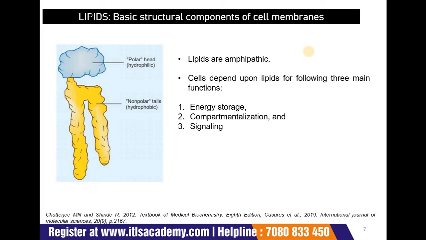Now, if we talk about lipids in detail, they are known as the basic structural components of cell membranes. They are amphipathic because if you look at the structure, it has a head and tail structure. The head is polar and hydrophilic in nature, and the tail is hydrophobic, which is non-polar in nature. That is why they are known as amphipathic. Cells depend upon lipids for the following three main functions. First is energy storage.